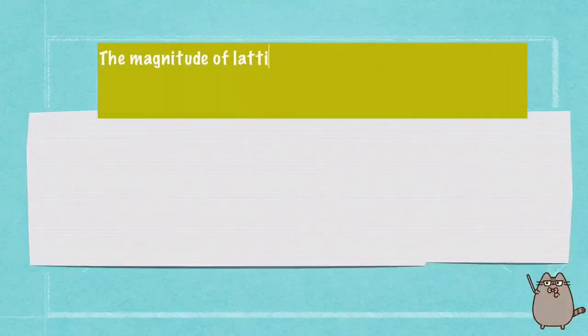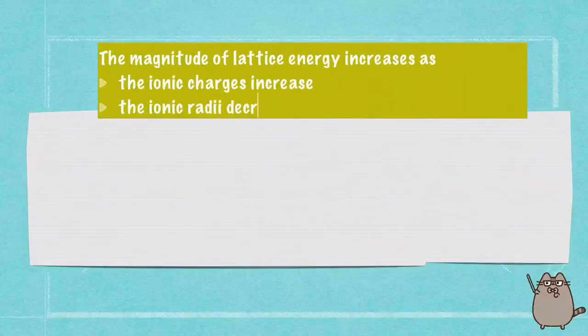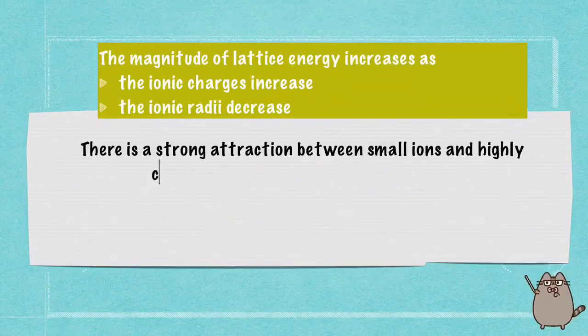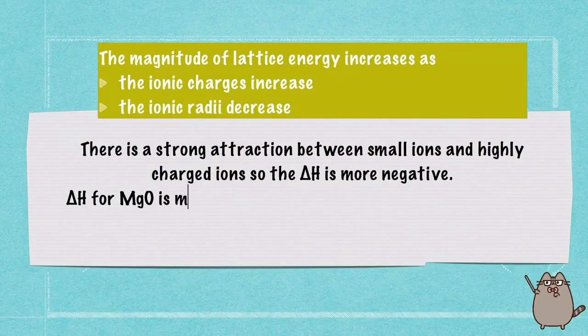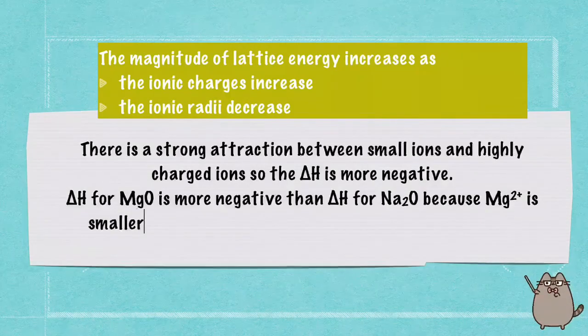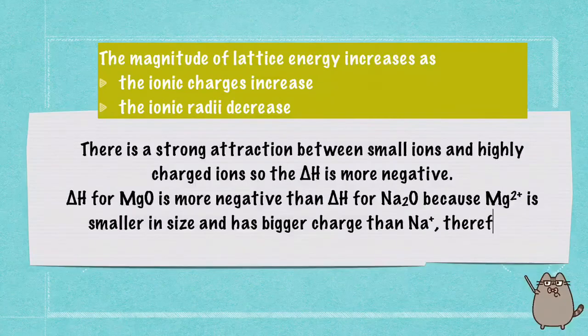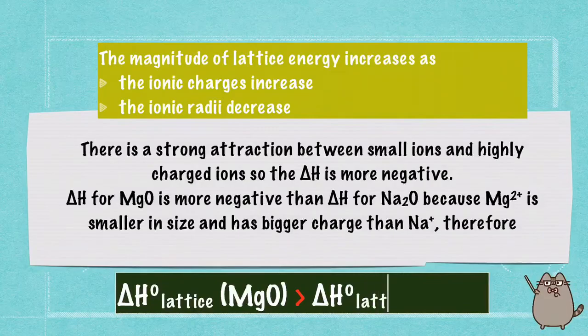The magnitude of lattice energy increases as the ionic charges increase and the ionic radii decrease. There is a strong attraction between small ions and highly charged ions, so the magnitude of lattice energy is more negative. Magnitude of lattice energy for magnesium oxide is more negative than for sodium oxide because magnesium ion is smaller in size and has bigger charge than sodium ion. Therefore, the lattice energy for magnesium oxide is larger than lattice energy of sodium oxide.